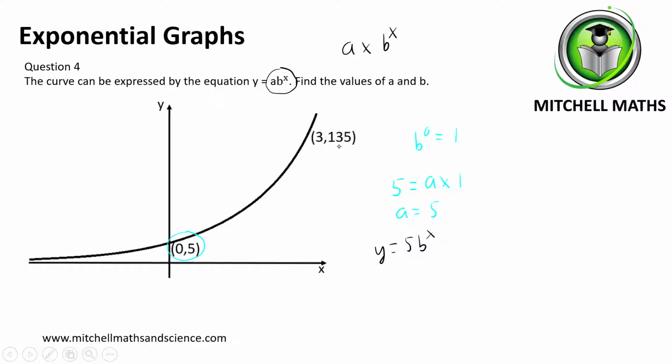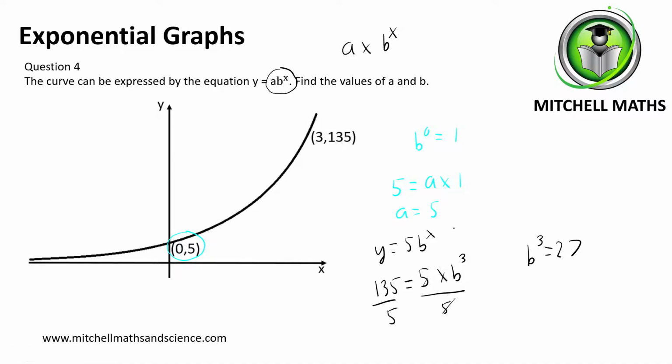I can use the final point, where the y value is 135, so I'll write 135 equals 5 times b cubed. I'll need to rearrange it, so I'm going to divide both sides by 5 to get rid of the 5 on this side. That'll cancel out. And 135 divided by 5 is equal to 27. So b cubed equals 27.